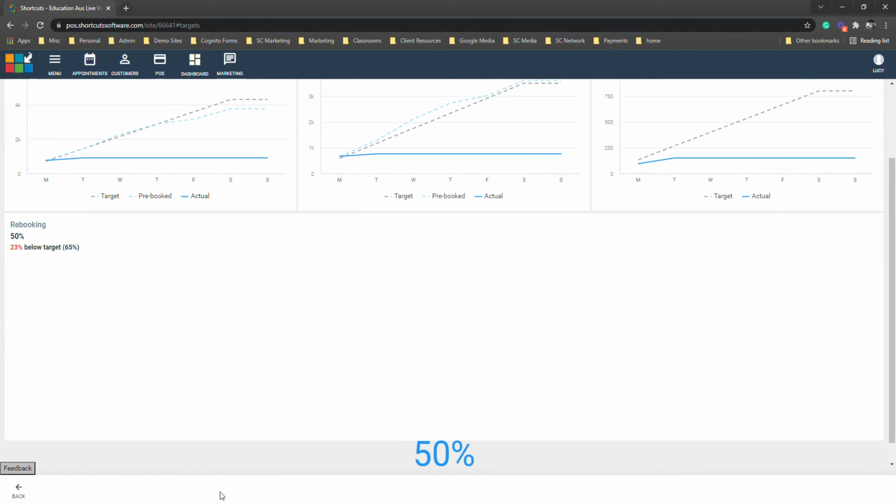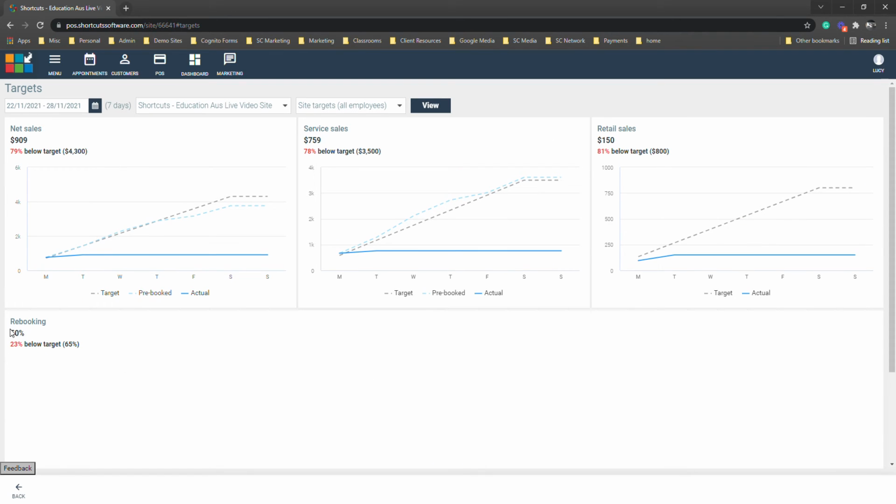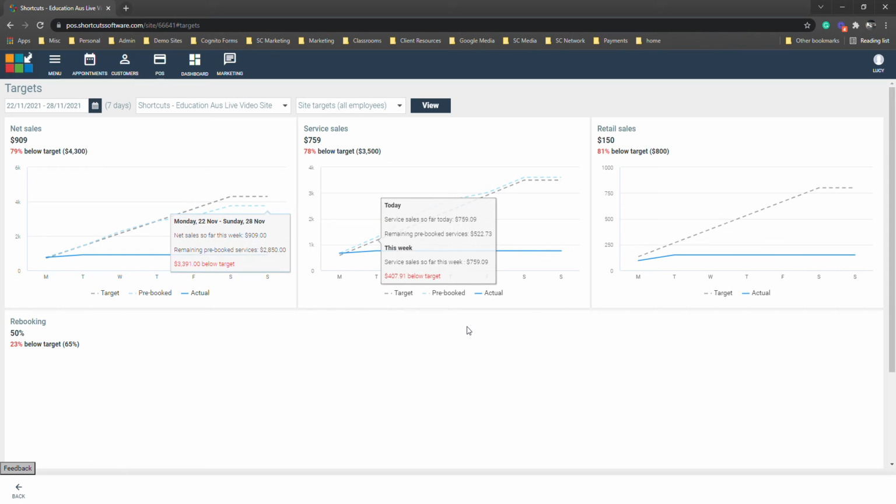So just scroll down, you can see that we have a 50% at the bottom there, but we do have it also to the right-hand side. So I'm just going to look at rebooking first. You can see that the rebooking target is 65%, and we're currently on 50. So we're a little bit below. We've got a little bit of time to go there to catch up and make sure that that is going to hit the target by the time that our Saturday comes around, which is the end of this reporting period.